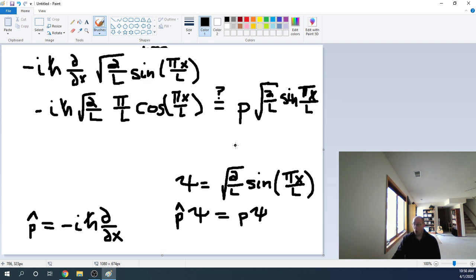And the answer is no. It's not equal to a constant times the original function back. The operation that we performed here, the momentum operator operating on psi, changed the sine into a cosine. That's not the same function.